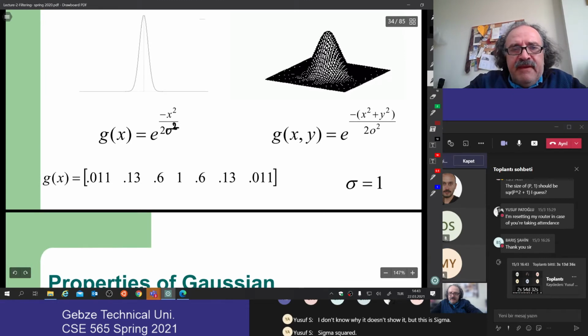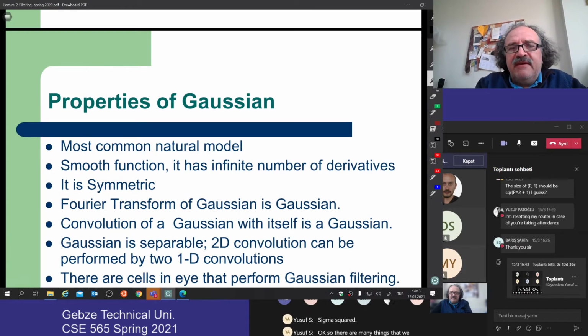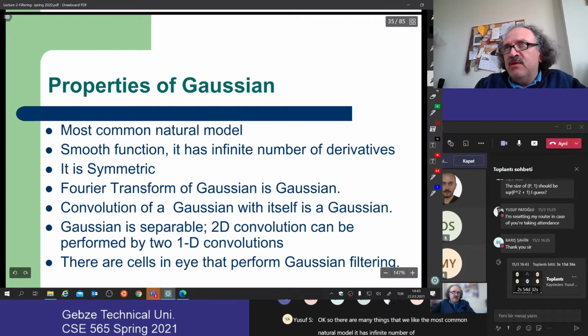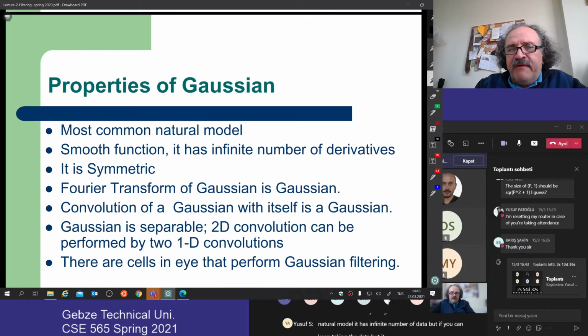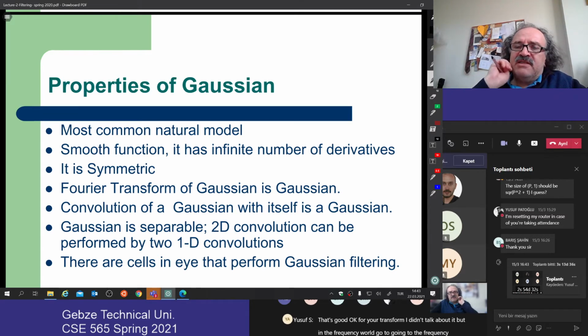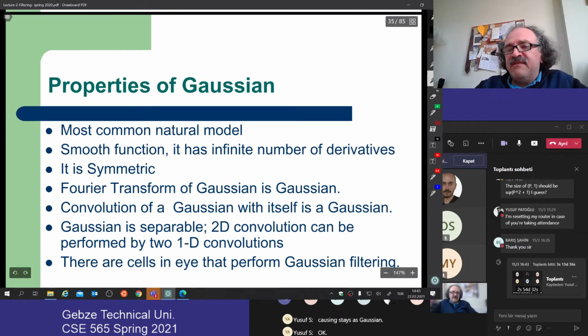Okay, so there are many things that we like. Most common natural model, it has infinite number of derivatives. You can keep taking the derivatives. It's not going to go away. It's not going to become 0. Okay, it is symmetric. That's good. Fourier transform, I didn't talk about it, but going to the frequency world, Gaussian stays as Gaussian. Convolution of a Gaussian with itself is a Gaussian again. So we are going to talk about this in a few minutes maybe.